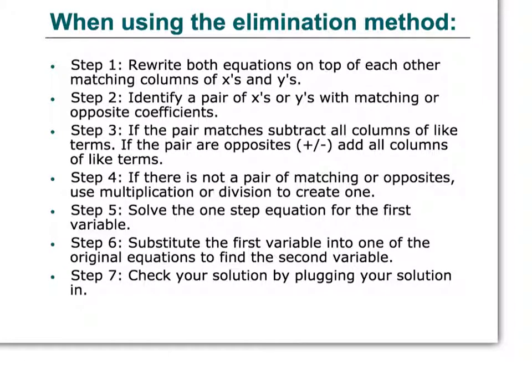These are the steps for the elimination method. Number one, we need to make sure both of our equations are stacked on top of each other correctly, so x is on top of x's and y is on top of y's. Step two, identify which x or y you would like to eliminate with the matching coefficients. If they match, you're going to add or subtract. If there's not a pair of matching, then we're going to use multiplication or division to create one, like we're going to do today. Then eventually, you solve the one-step equation, you sub it in, and you'll find your second solution.